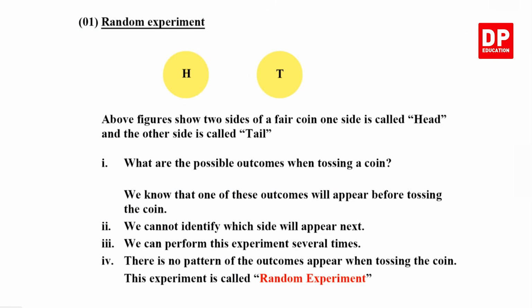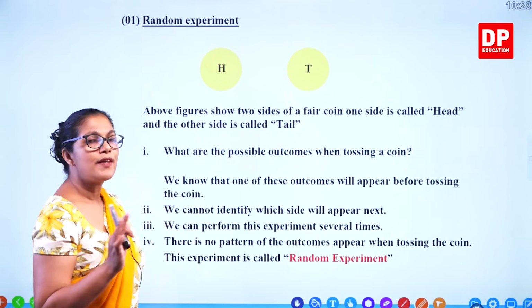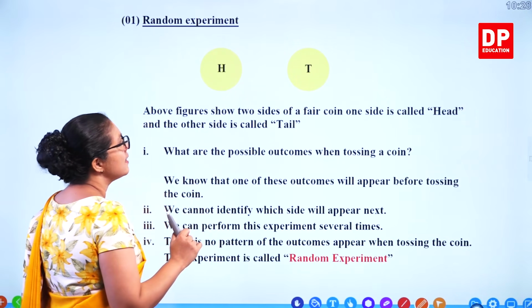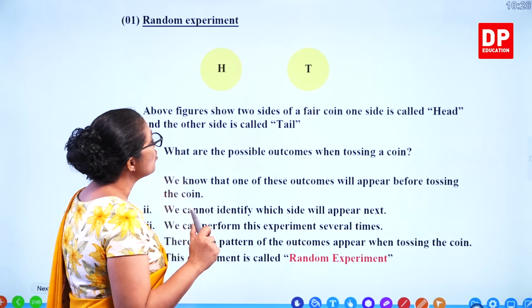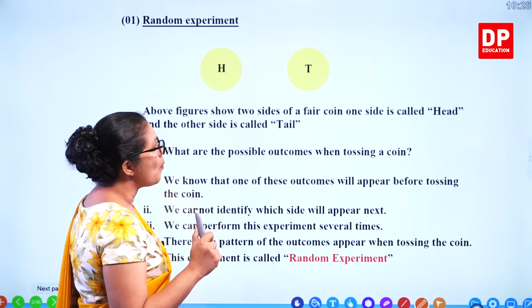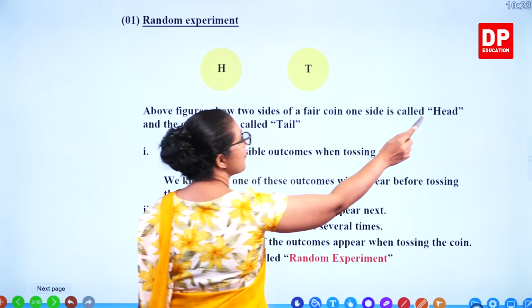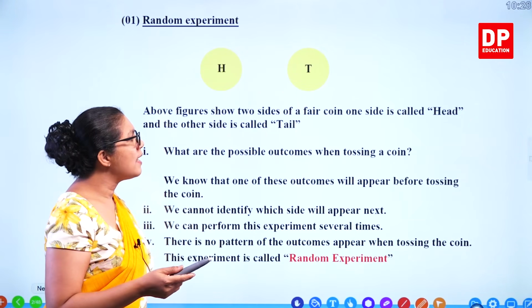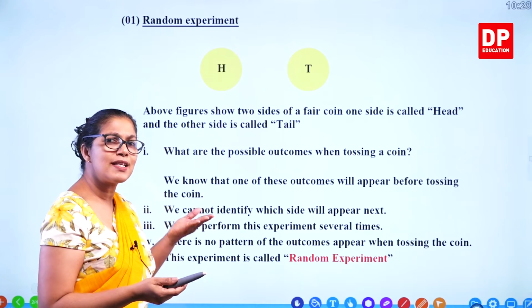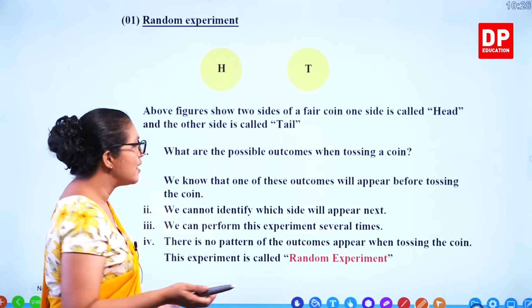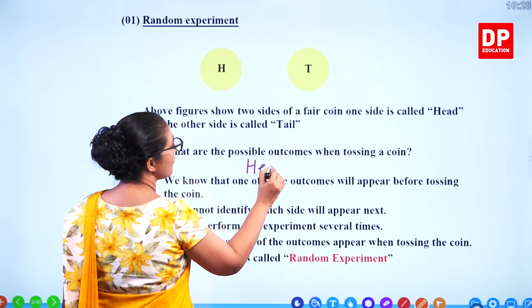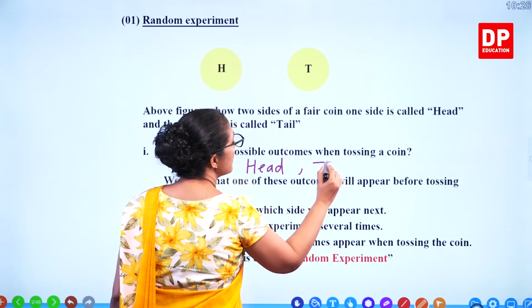So we'll look at what are random experiments. So take a coin. What are the two sides you can get? Head or tail. Above figure shows two sides of a fair coin. One side is called head and the other side we call tail. So what are the possible outcomes when tossing a coin? When you toss it, what are the two possible outcomes? You can get head or tail.